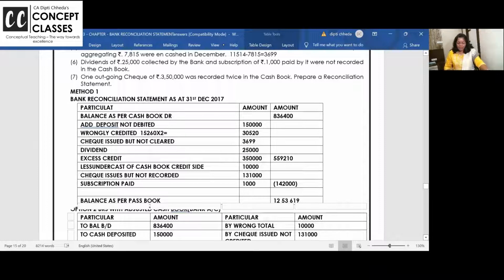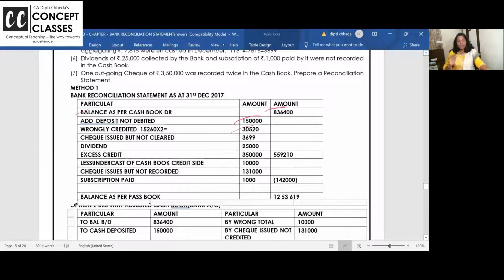Look at this problem: balance as per our books. Cheque deposited but not debited. When we deposited the cheque, we forgot to debit it in the books, so now debit it. It's already a debit, so add. Wrongly credited: you have to debit a cheque, but by mistake you credited it. So now you debit it with double the amount, one to nullify the credit effect and another to record the debit. Just some examples I'm giving.